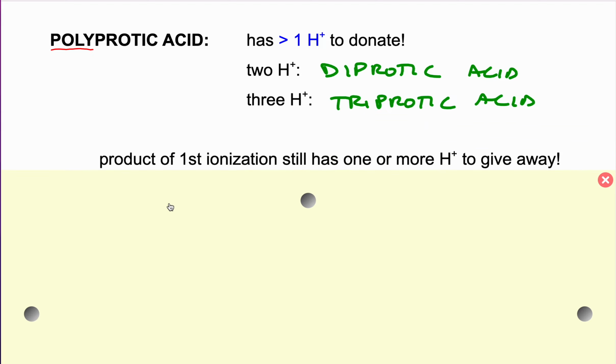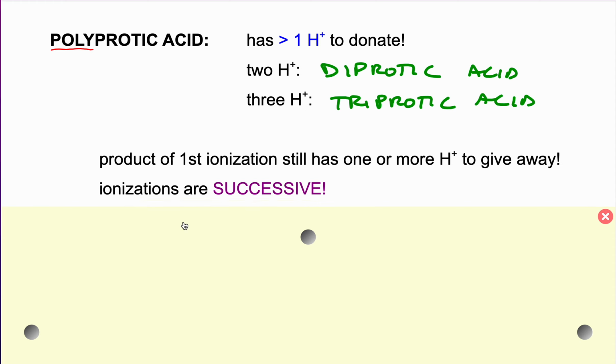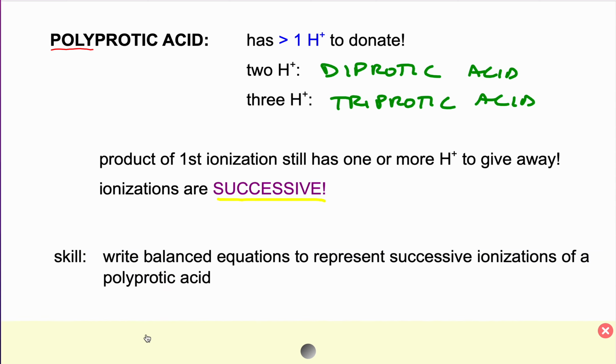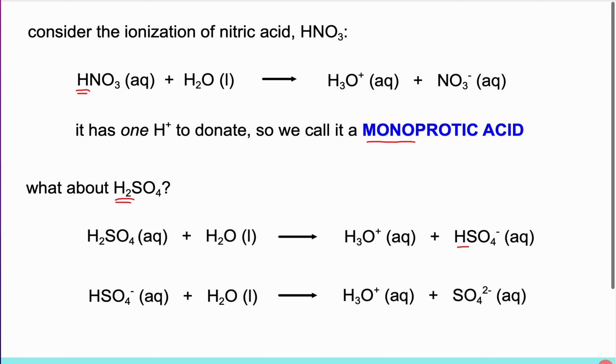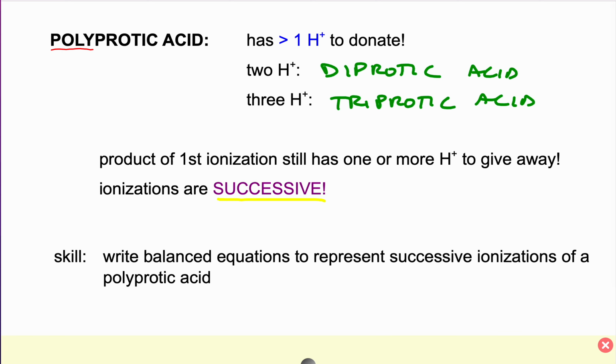Okay? Now, the important point is that in a polyprotic acid, the product of the first ionization still has one more hydrogen ion that it can give away, and that these ionizations are successive, which means they don't happen all at once. They happen one after the other. So what I expect you to be able to do is the following. If I give you the formula of a polyprotic acid, you should be able to write balanced equations to represent each of the successive ionizations of that particular acid. And you can always use that as your model for showing these ionizations.